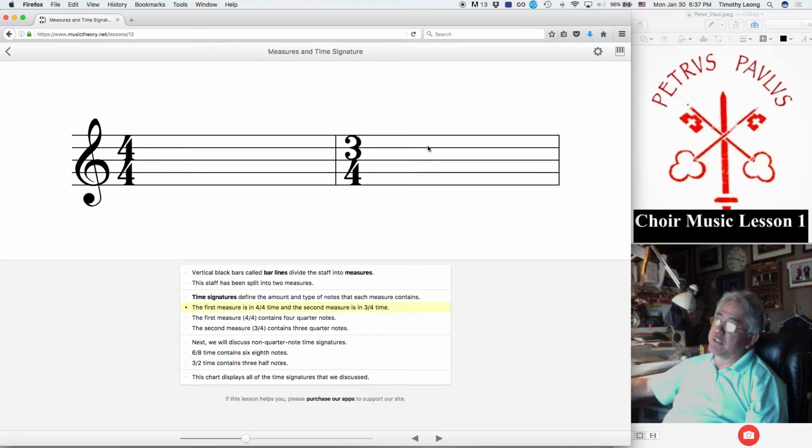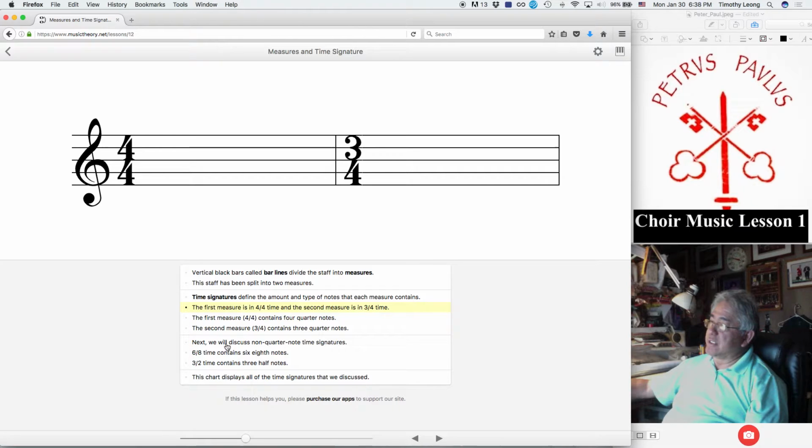3 quarter notes in a bar. So this is like a waltz. 1, 2, 3, 1, 2, 3. The count for this would be 1, 2, 3, 4, 1, 2, 3, 4. Now there are far more exotic time signatures than this, like 7/16, and I play that kind of crazy stuff all the time. But that's not what we sing in choir, so we don't have to worry too much about that. Okay.